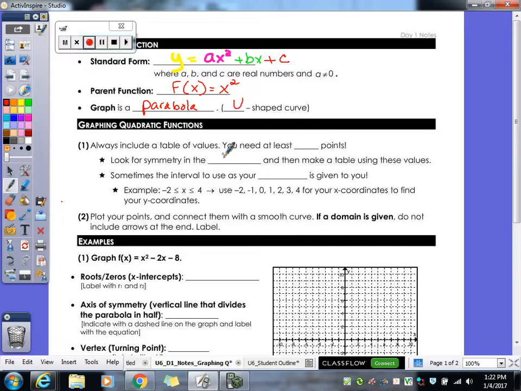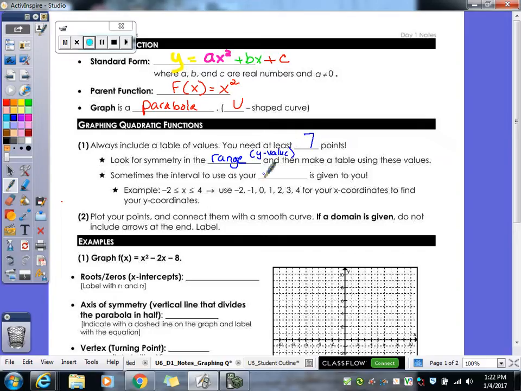Always include a table of values. You need at least 7 points because there's going to be symmetry, which means there's going to be 3 above, 3 below, and then the one in the middle is going to be your turning point. So look for symmetry in your range. You have to know what that word range means. What does that mean? Y. The y. Very good. You guys are y value.